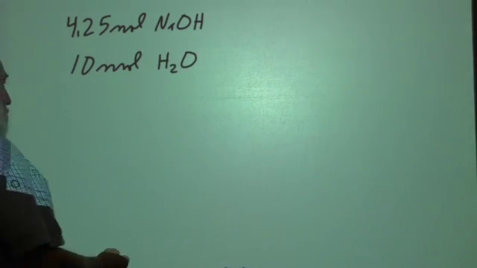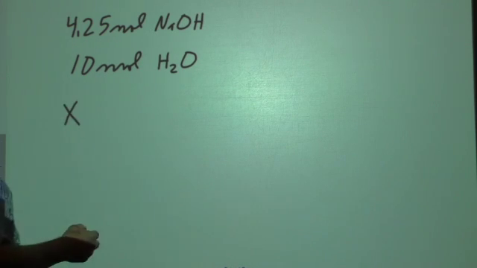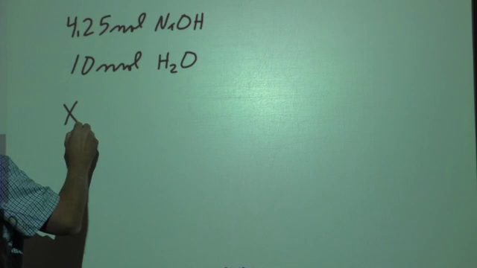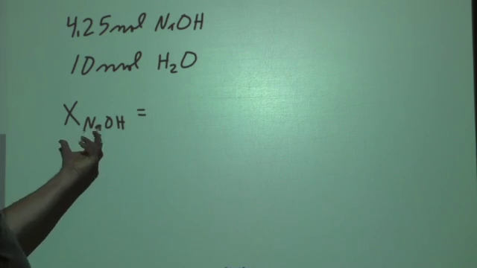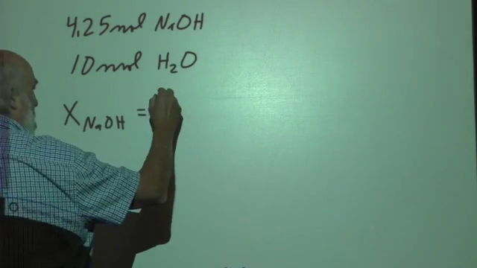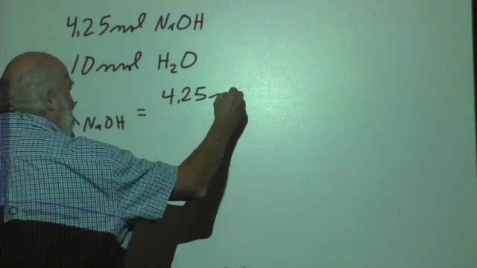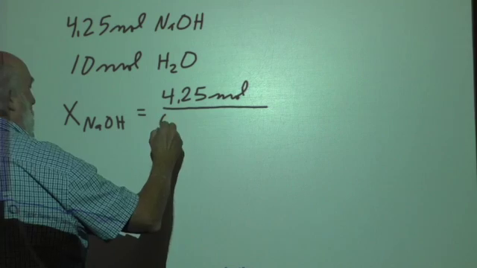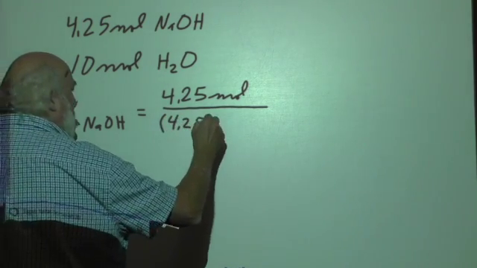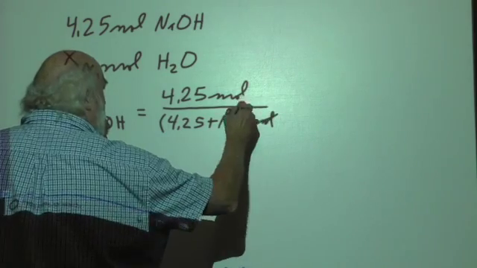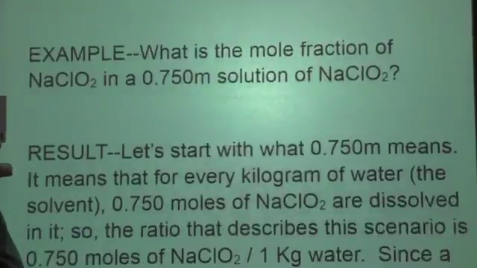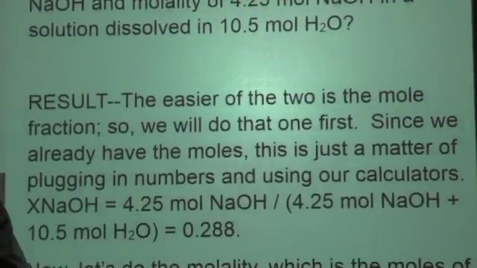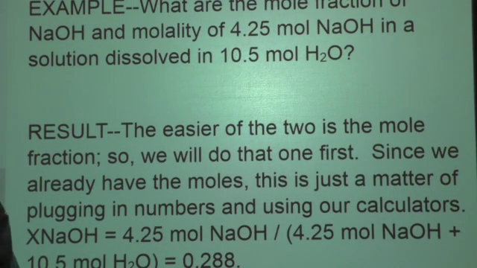Well, the mole fraction's pretty easy. Since you already have moles, that's just a basic plug and play problem here. So put X sub NaOH, since we're just looking at the NaOH and not the water as an entity upon itself. This is going to be the moles of NaOH, which is 4.25, over the sum of 4.25 plus 10 moles. Moles cancel out. And we've done the work over here, and we get 0.288. All right, so that's pretty nice.